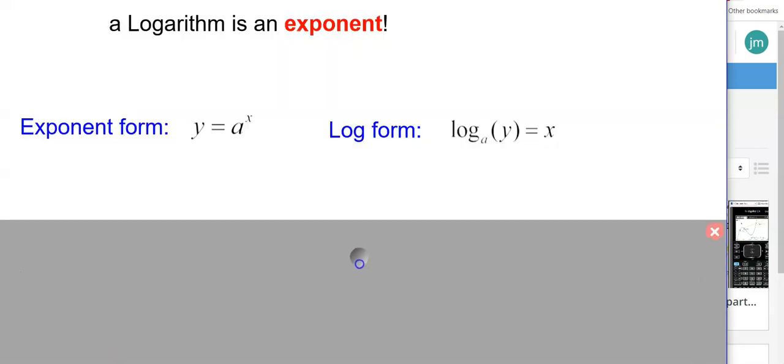First you have to be able to switch forms. The big concept here is that a logarithm is an exponent. Exponent form is y equals a to the x. Log form of the same problem, just a different form, would be log base a of y equals x. The way I think about it is that the a is always down low. Do you see how that's like the base? So that's the base.